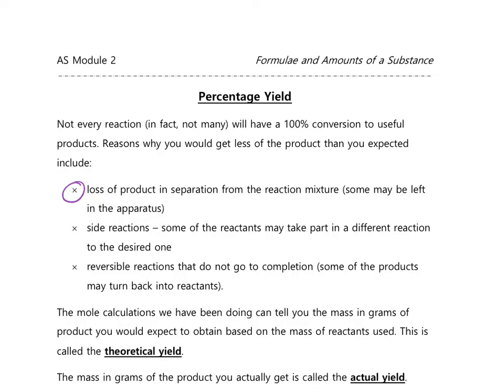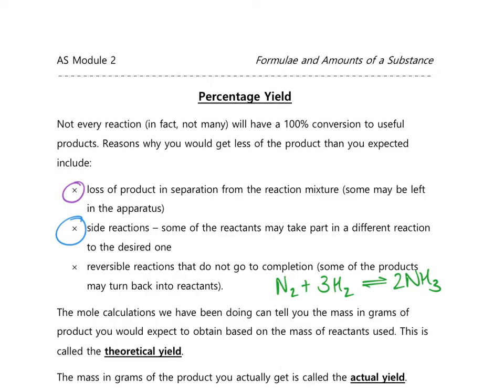You may also have side reactions happening, so some of the reactants may take part in a different reaction to the desired one. So a reactant may end up reacting with one of your products, and then that's obviously going to lower your yield because some of your reactants are taking place in a reaction that is not producing the product that you want. And the final main reason that would cause a lower than 100% percentage yield would be the likes of reversible reactions that don't go on to completion.